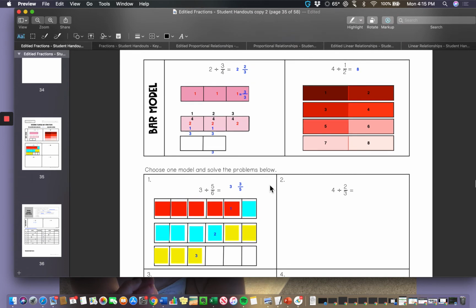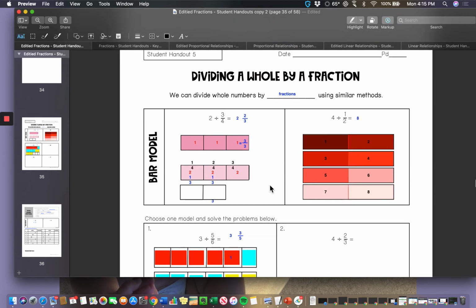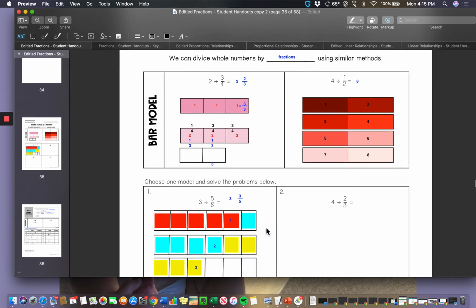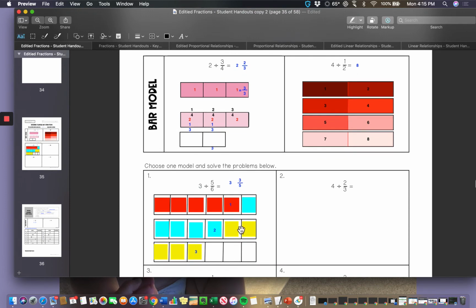I mean, especially with the keep, change, flip method. I mean, that's really how we divide fractions, but it just goes to show you how these whole numbers are being divided by these fractions. And what they're asking for really is, how many sets of 5/6 are there in 3? Well, we have 1 set here, and then another set and another set, so there's 3 total sets of 5/6, so that's why my whole number is 3. And then I have some left over, so I have 3 fifths.